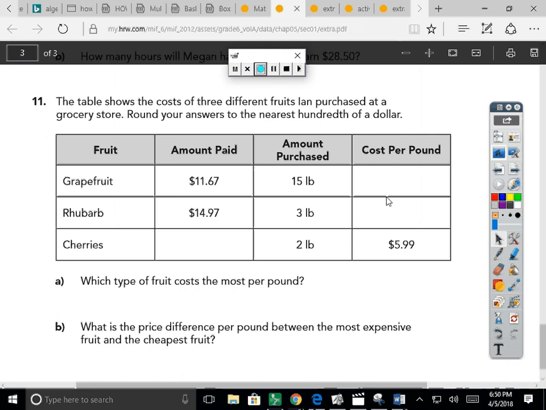Welcome back. This is another follow-up lesson to lesson 5.1, where we're talking about rates and unit rates from our 6th grade curriculum. This comes from our Math in Focus extra practice worksheet, and I'm going to tune into problem number 11. This is kind of an isolated lesson.